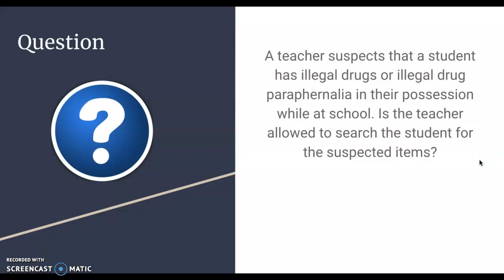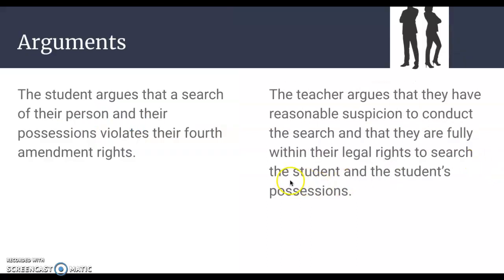So the question I have for you today is, a teacher suspects that a student has illegal drugs or illegal drug paraphernalia in their possession while at school. Is the teacher allowed to search the student for the suspected items? Let's find out. First of all, the arguments. The student argues that a search of their person and their possessions violates their Fourth Amendment rights, while the teacher argues that they have the reasonable suspicion to conduct the search and that they are fully within their legal rights to search the student and the student's possessions. So who is right, the student or the teacher?